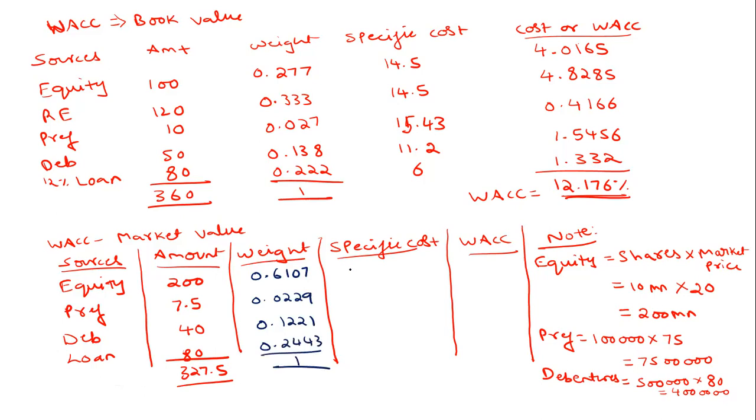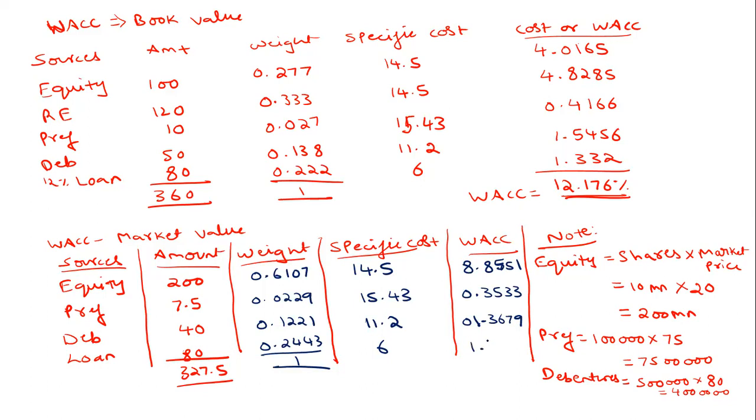Now the specific costs are already above. Let us copy that: 14.5, 15.43, 11.203, and 6. Now WACC: 8.8551, for the second one 0.3533, and the third one 1.3679.